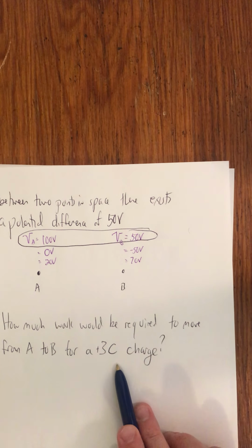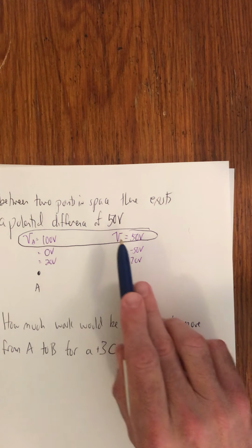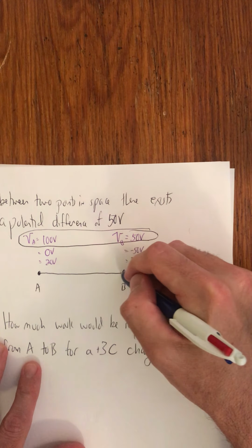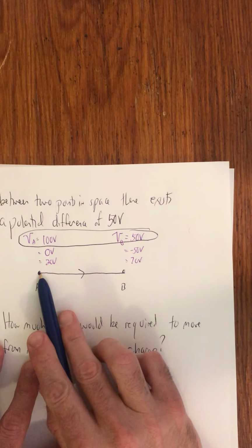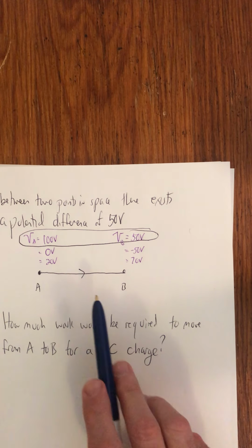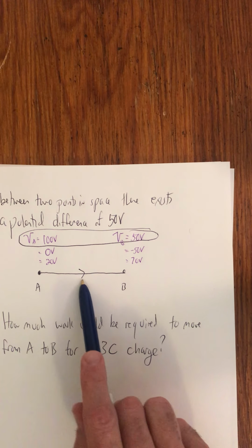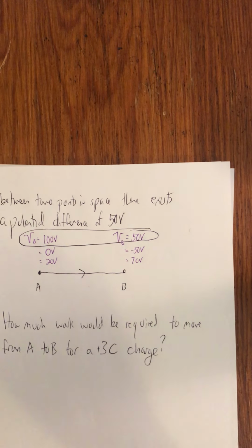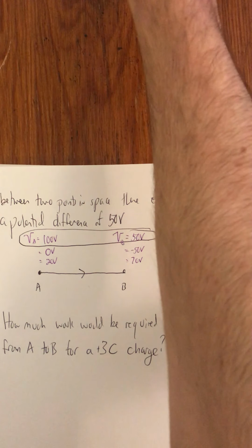Because we said positive charges want to go from higher potentials to lower potentials. That would mean that there exists an electric field going from A to B, because we also said before that anywhere where there's a potential difference, actually we didn't say this, I'm going to say this now. Anywhere where there's a potential difference, there is an electric field between those 2 points.